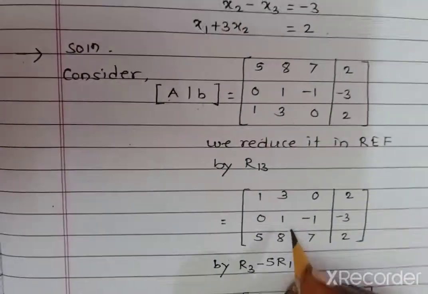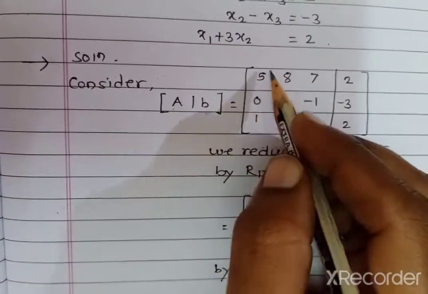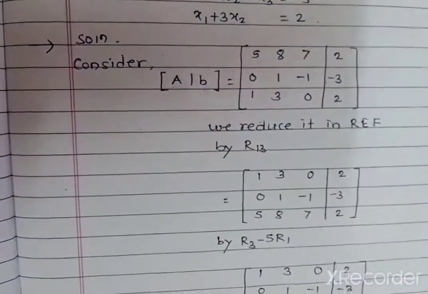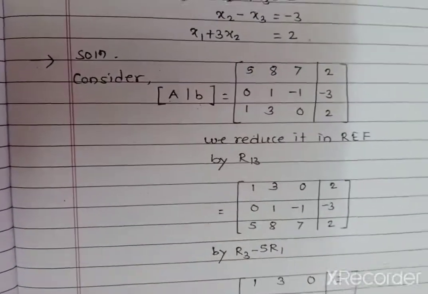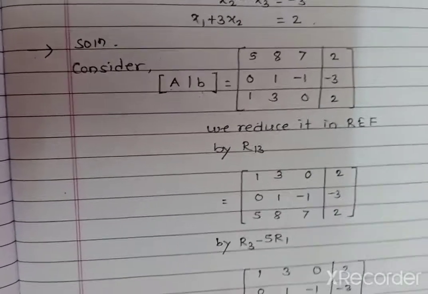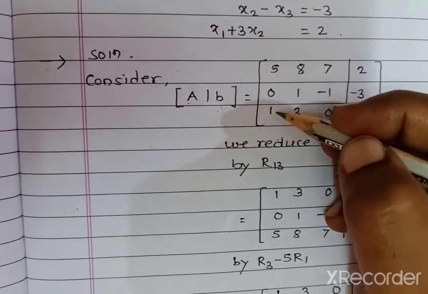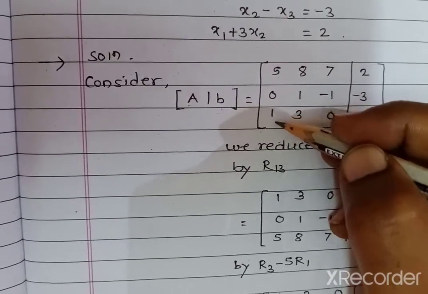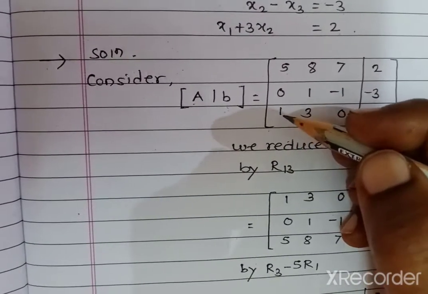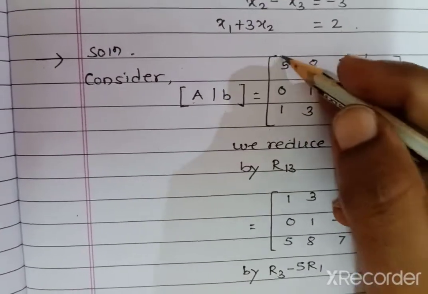So for that, we have to check whether the first entry is non-zero or not, or whether it is a leading one or not. The first entry is non-zero, but it is not a leading one. So check whether there is a column which contains a leading one entry. See here, this contains the leading one.